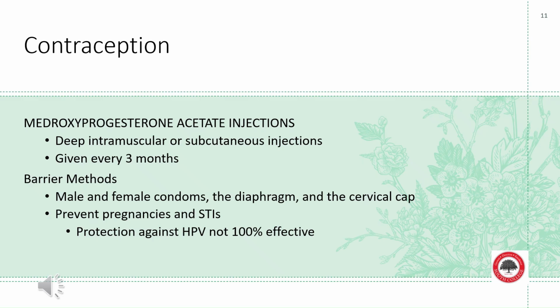On the other hand, barrier methods of contraception that prevent contact between sperm and the ovum include male and female condoms, the diaphragm, and the cervical cap. Some barrier methods have a dual advantage of preventing pregnancy and STIs. The most common STIs are caused by herpes virus, HPV, HIV, gonorrhea, and chlamydia. Preventing HPV infection also reduces the risk of cervical cancer.